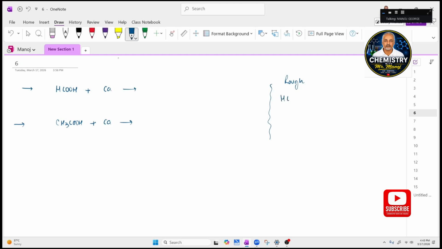I'm supposed to get HCOO negative and calcium is 2 plus. So were you able to figure out the formula of the salt now? So you understand what's happening? 2 will come here and 1 will go there, but 1 we don't write. So what's the formula of the salt?